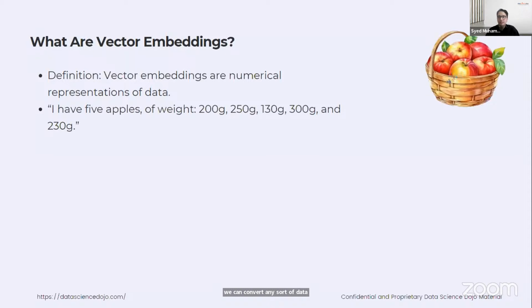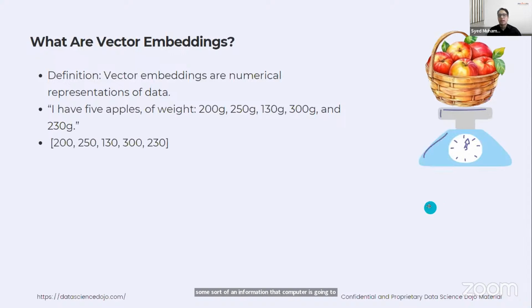So let's say I have a sentence: I have 5 apples of weight 200, 250, 130, 300 grams, and 230 grams. And I want to convert this into some sort of information that a computer is going to be able to understand easily. One thing that I can do is just create a list of numbers, but notice there's a particular order in the way that this list is arranged and what this list could actually mean. I'll give you a few seconds to figure it out and then reveal the solution.